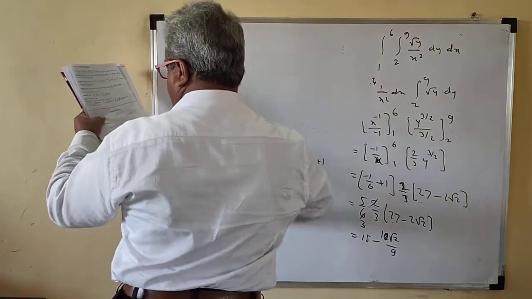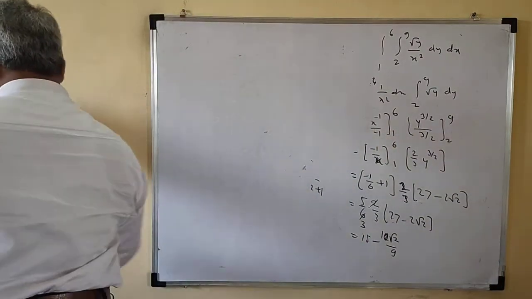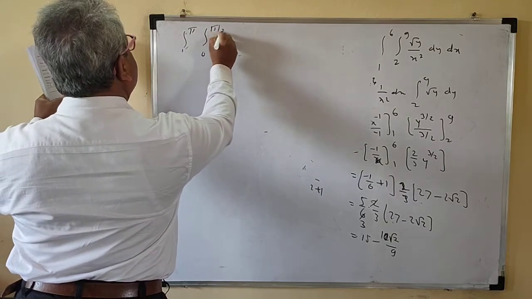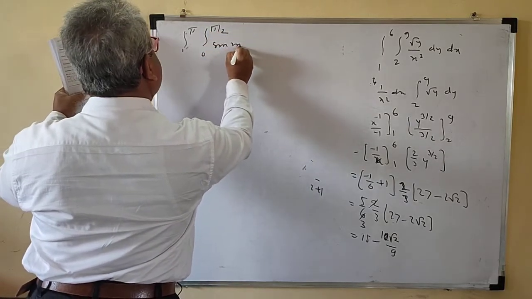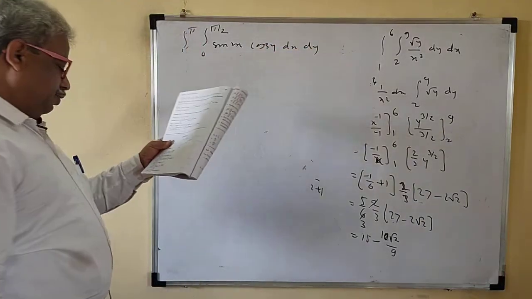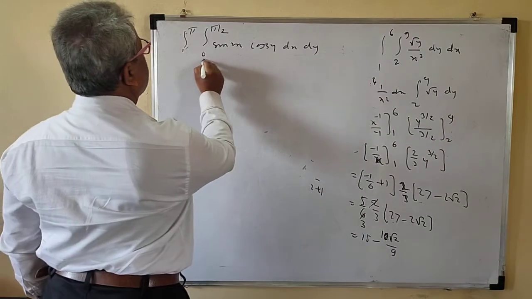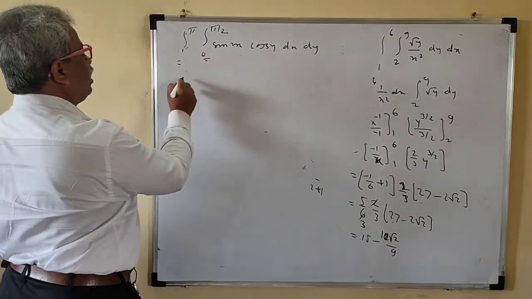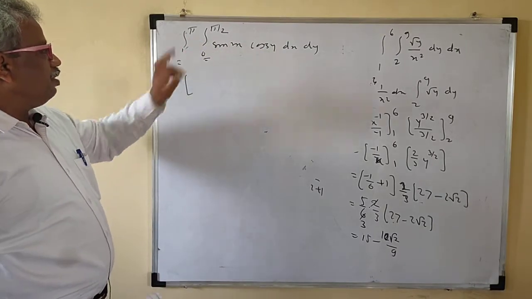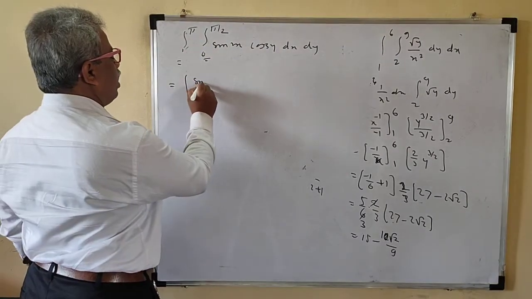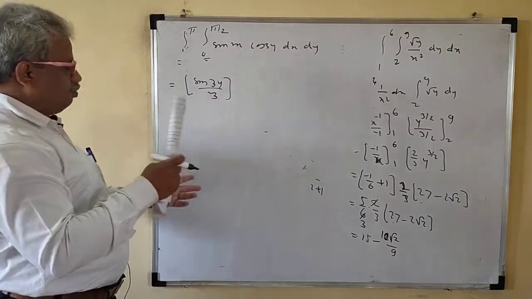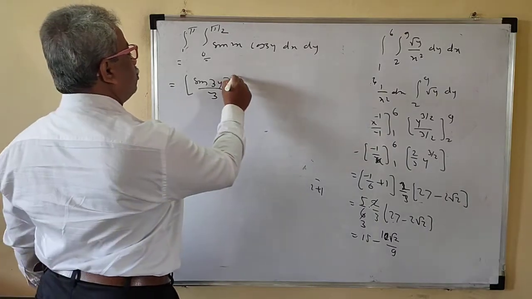Next example. We'll do that. So integral from 1 to pi, 0 to pi by 2, sin 2x cos 3y dx dy. Now these are the limits of x, these are the limits of y. Directly we will integrate this. So your cos 3y will be shifted here. And integration of cos 3y is sin 3y upon 3. Limits are, is it 1 to pi? Yes, 1 to pi.